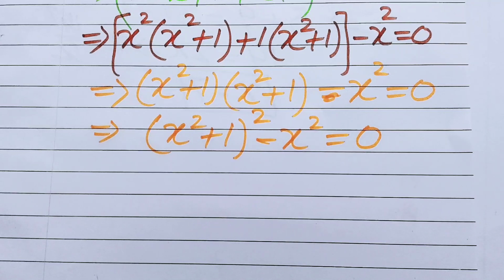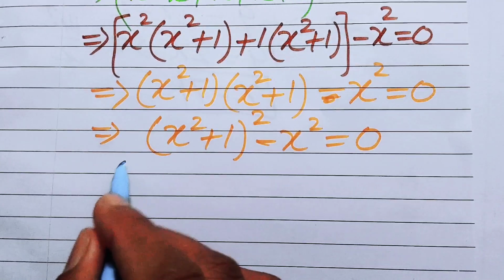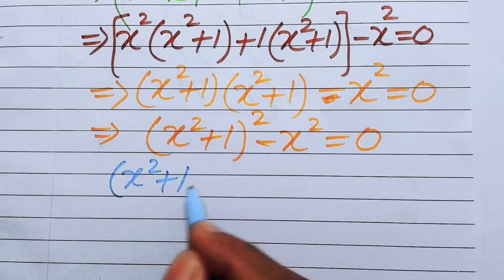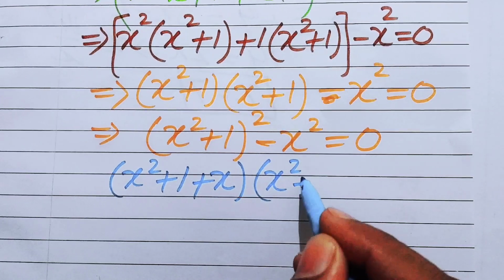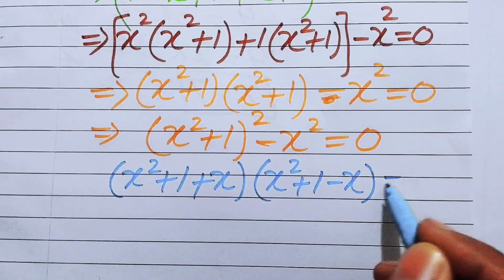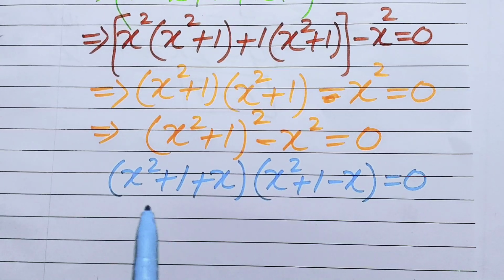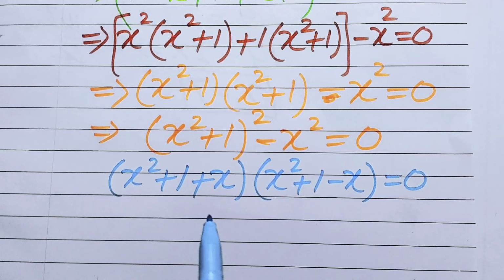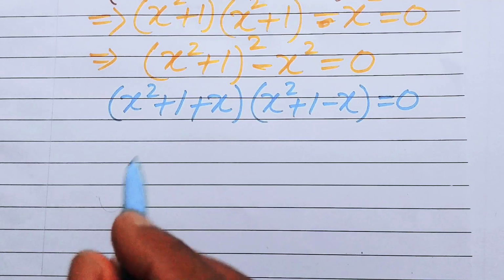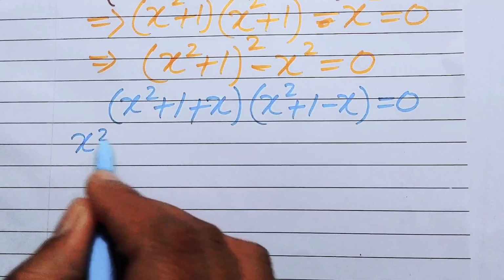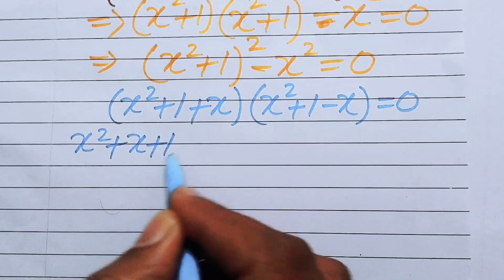So here we use the well-known square identity. You know that a square minus b square equals a minus b times a plus b. We use this formula here and we get x square plus 1 plus x, times x square plus 1 minus x, and this whole equals 0. So here we have two cases. The first case is x square plus x plus 1 equals 0, and the other case is x square minus x plus 1 equals 0.